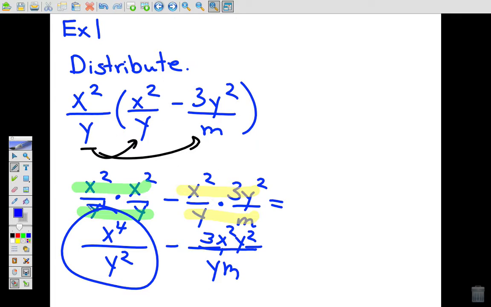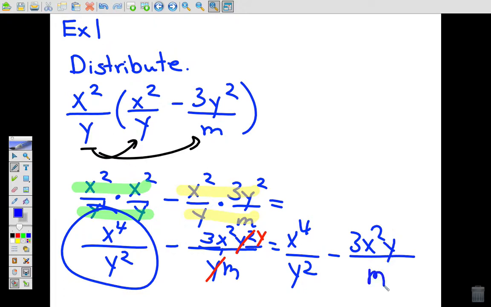How about here? Now on the right side, I notice that I have a y squared in the top, or two of them, and I have a y in the bottom. I can cancel out a common y, leaving a y up there. So my final answer then, and I'll write it to the right of this, is x to the 4th over y squared minus, then what do I have left in the top? 3x squared y over m. And I've simplified this expression.